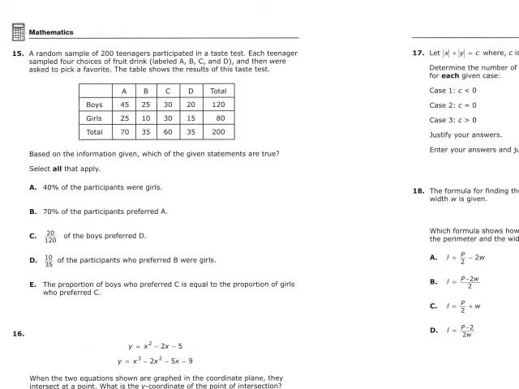Okay, question 15. So this is more along the lines of statistics. So you have all these different statements, and you have to figure out which ones are true. They polled a total of 200 boys and girls. 80 of them were girls. So if you take 80 and divide by 200, you will find that equals 40%. So this was true.